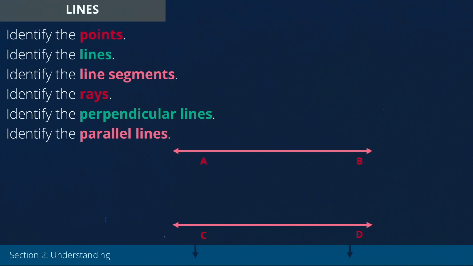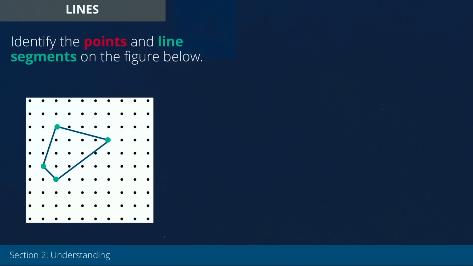So as you can see, there's a lot of vocabulary that's important for students to understand: points, lines, line segments, rays, perpendicular lines, and parallel lines. Another way that we can ask students to think about lines is by generating a shape and then identifying the points and line segments in the figure below.